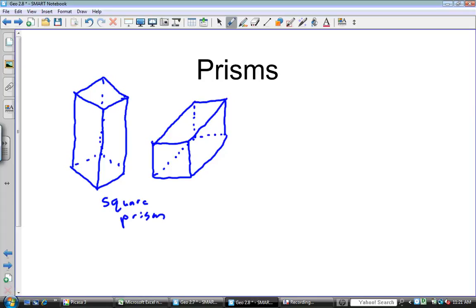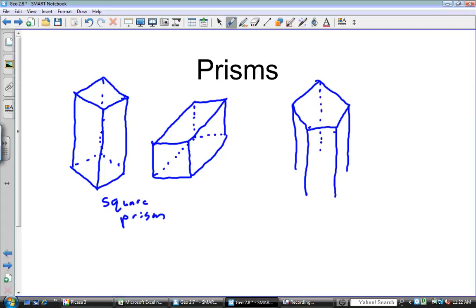If you want the pentagonal prism, you draw a pentagon, and then let's just go straight down. Now this last one's going to be dotted, because it's going to be hidden. This would be a pentagonal prism.